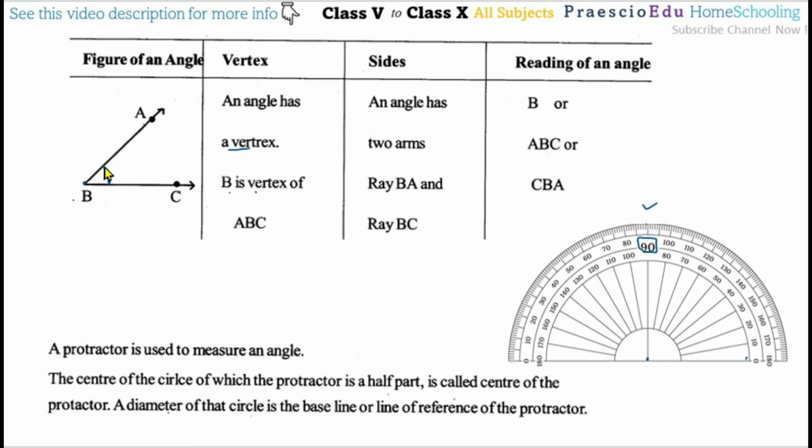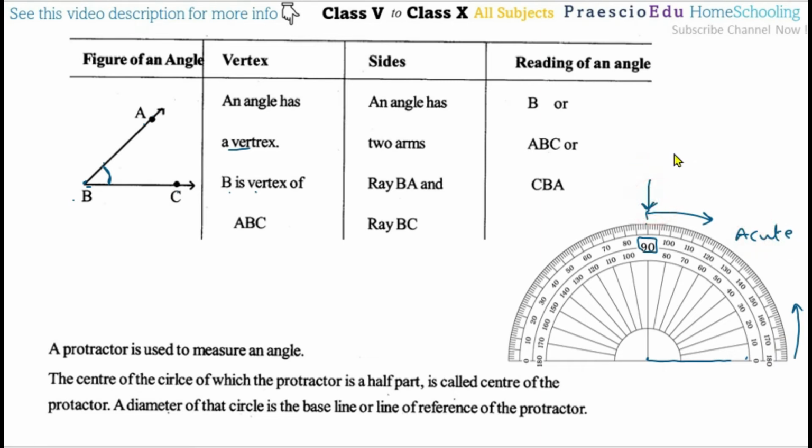So now, if BC matches the zero line, and BA matches somewhere here at 50 or 40 degrees approximately, this is less than 90 degrees, so we can say from 0 to 90, that is an acute angle. That is called an acute angle.